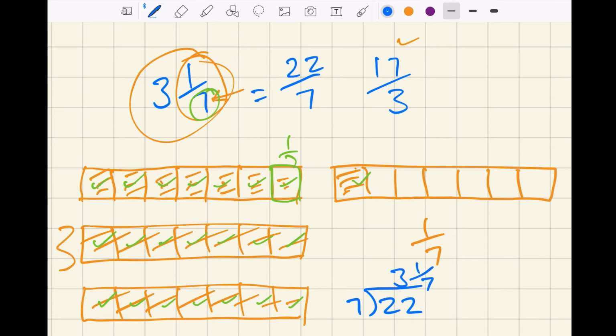remainder over 7. And that's why we've been getting you to write your remainders in that format when we do division. Okay, so you can see that this 3 1/7 is the answer to a division question, and you can see what that looks like when it's represented.